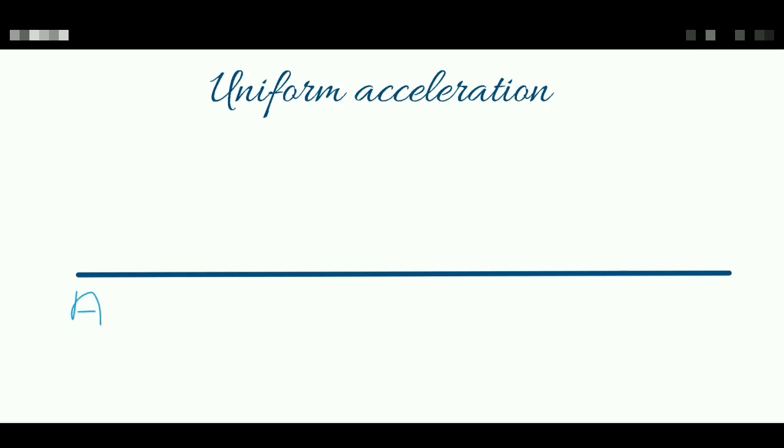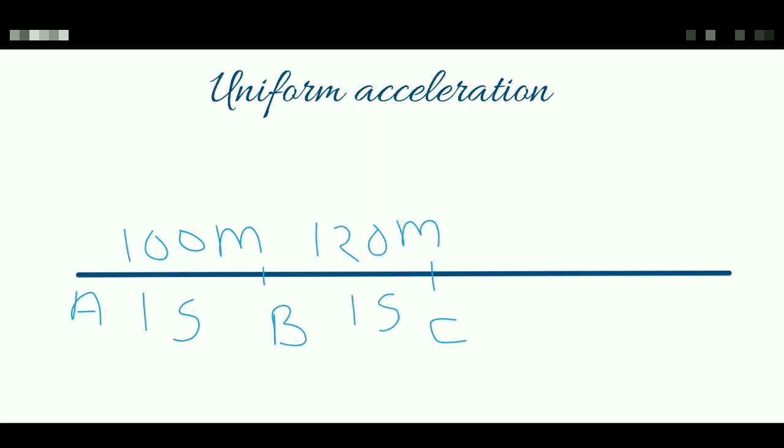Now we will define uniform acceleration. Suppose we are starting from point A, reaching B, and in this cross section we have traveled 100 meters in 1 second. In another cross section we have traveled 120 meters in 1 second. In the next cross section we have traveled 140 meters in the next 1 second.